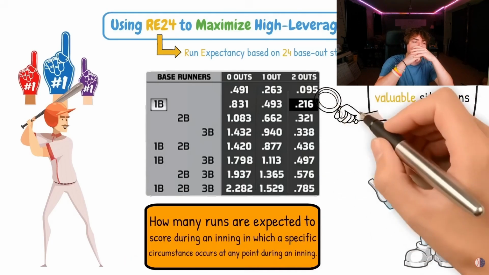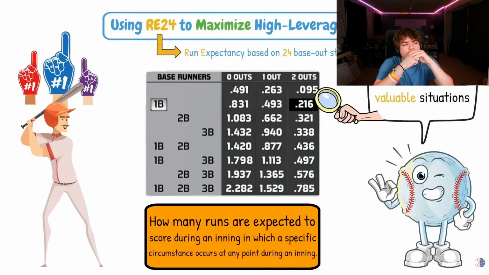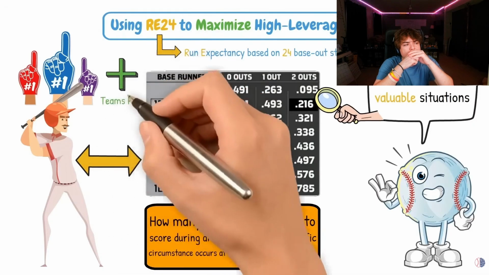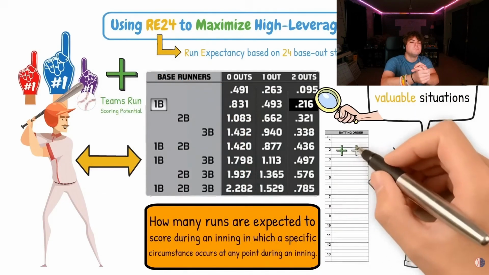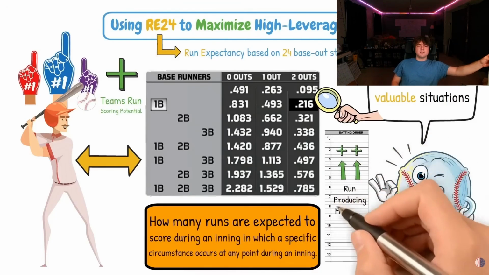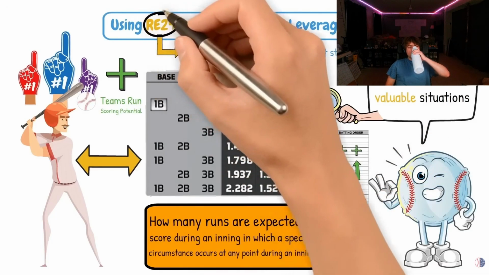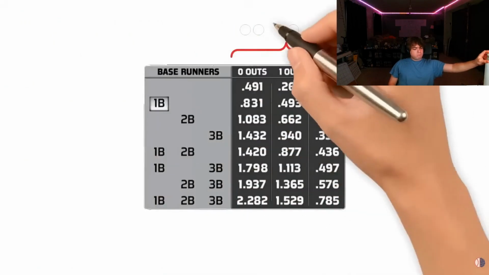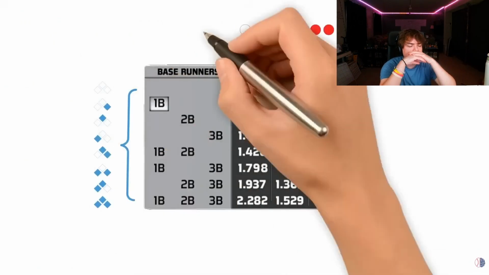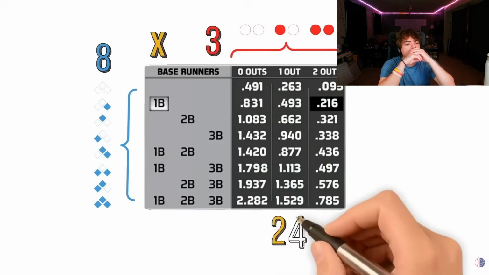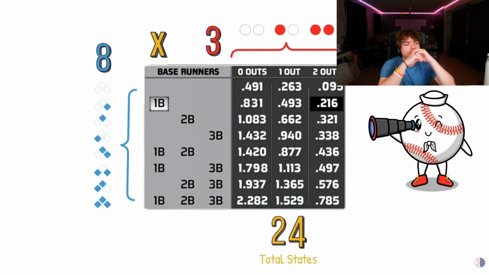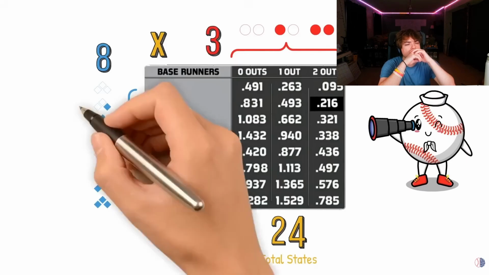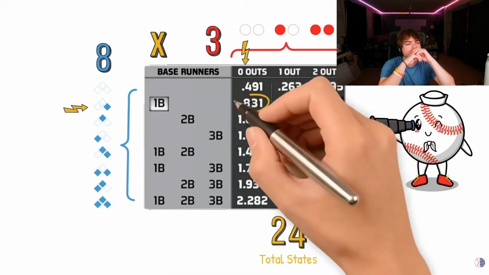By using the values given to us in the RE24 matrix, you can then compare how frequently a batter successfully adds to a team's run scoring potential through his at-bats, as well as see which position in the lineup comes up most frequently with those higher run producing moments. The reason it's called RE24 is because the combination of outs and base runner states equate to a matrix that is 3 by 8, or 24 total states. You can see on the chart here the different run values for each situation. For example, a runner on first with no outs has a .831 expected runs.